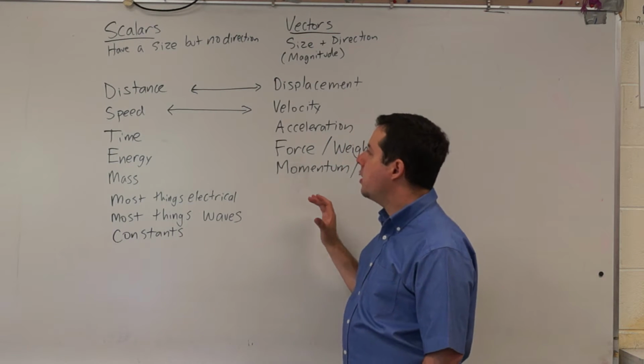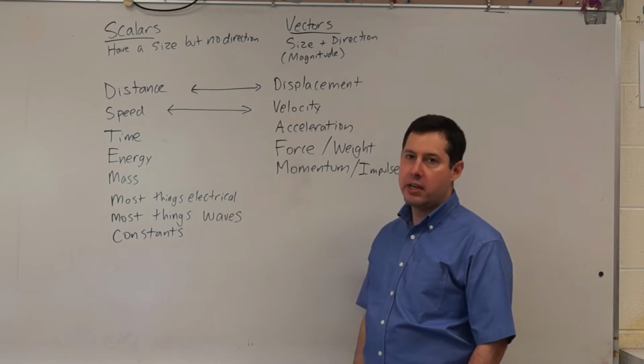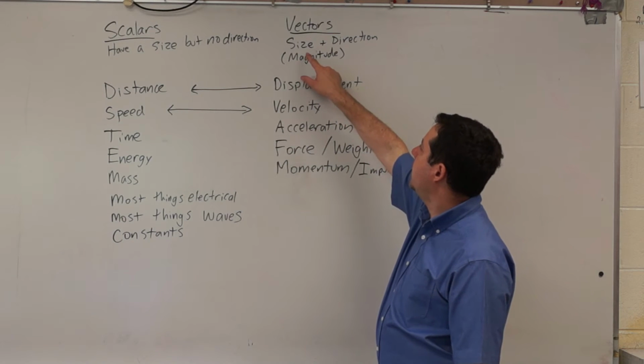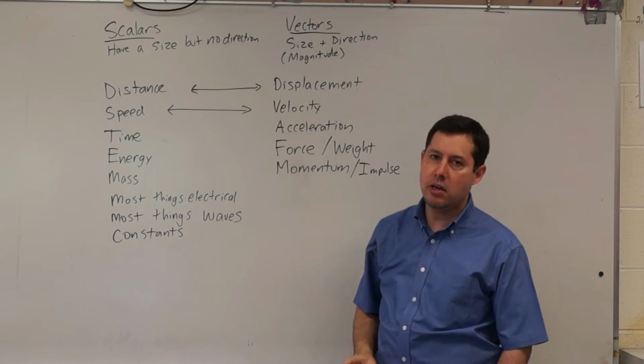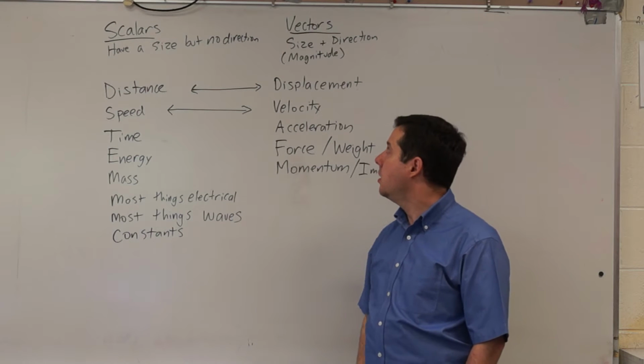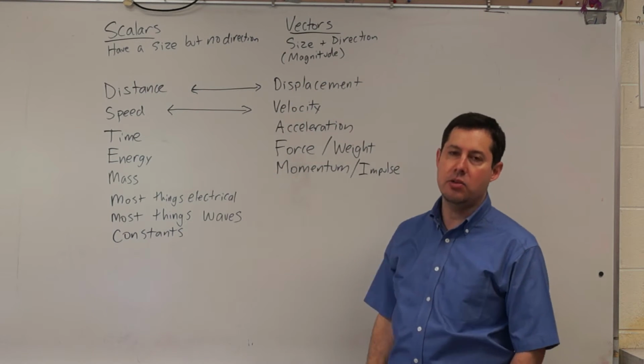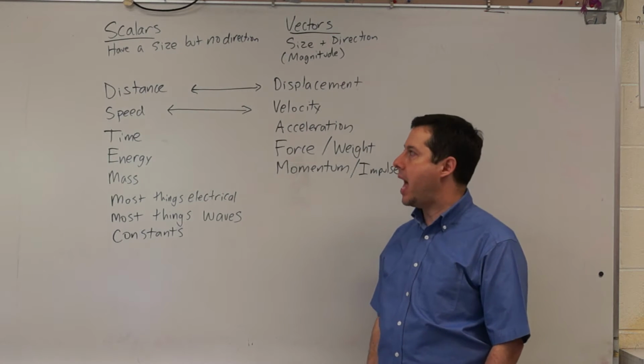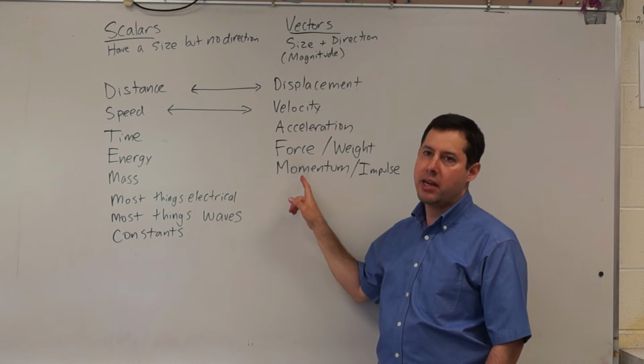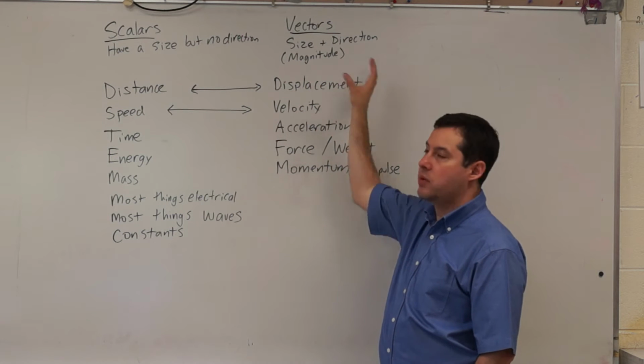But there are also what we call vector quantities. And vectors are a measurement that has a size and a direction associated with it. And the size of it is often called the magnitude. So we can talk about the magnitude of a vector, and the magnitude of a vector is just the size without the direction.